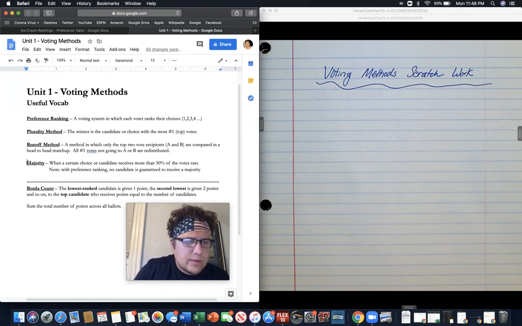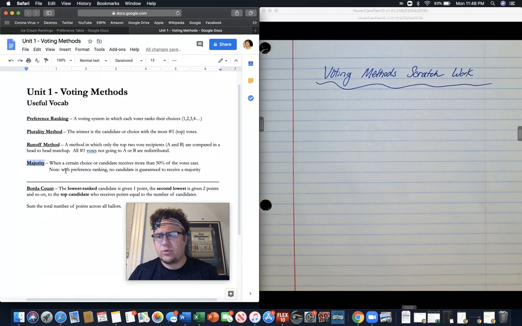Well, it has to do with this word that most of us are probably familiar with. The word is majority. When we hear majority, we don't often actually think of what it truly means.